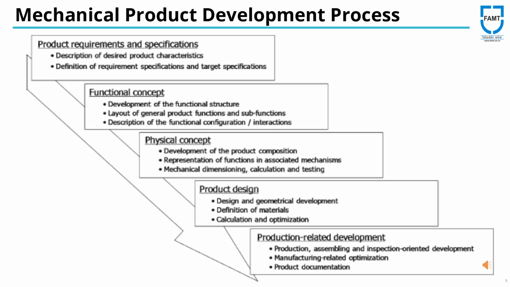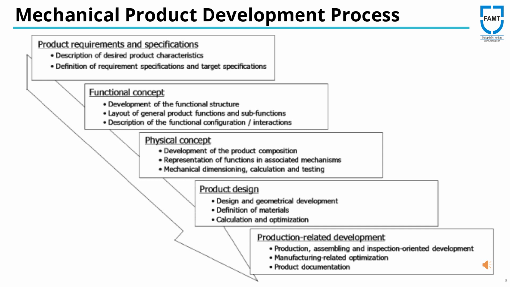And the third phase is physical concept. So actual product composition, what the product will consist of, there could be various assemblies, various components. All this composition is developed in the physical concept, and in order to perform various functions in a particular mechanical product, to be specific, there are a number of associated mechanisms which are required to be designed, simulated, and animated. All those things are done. Then the dimensioning part is done, dimensions are decided, calculations are done, and actual testing is done.